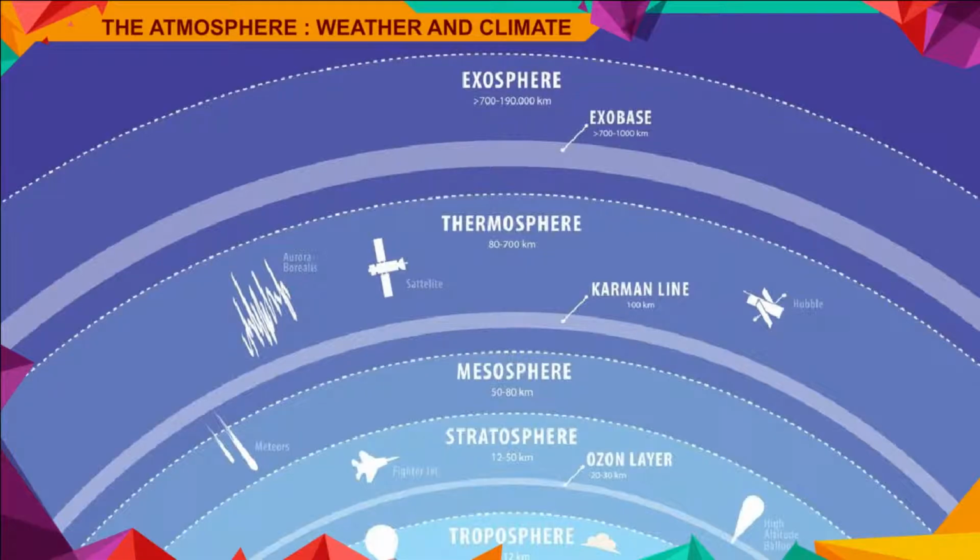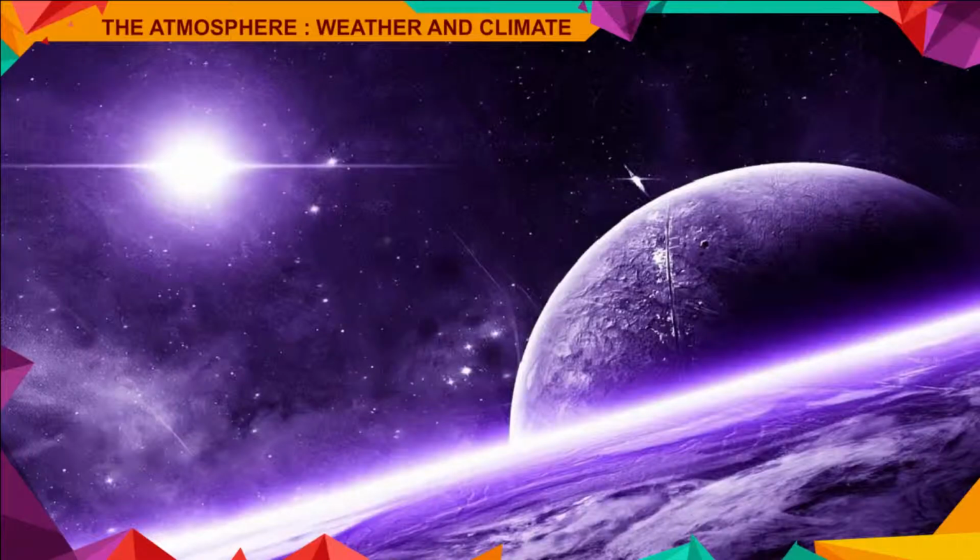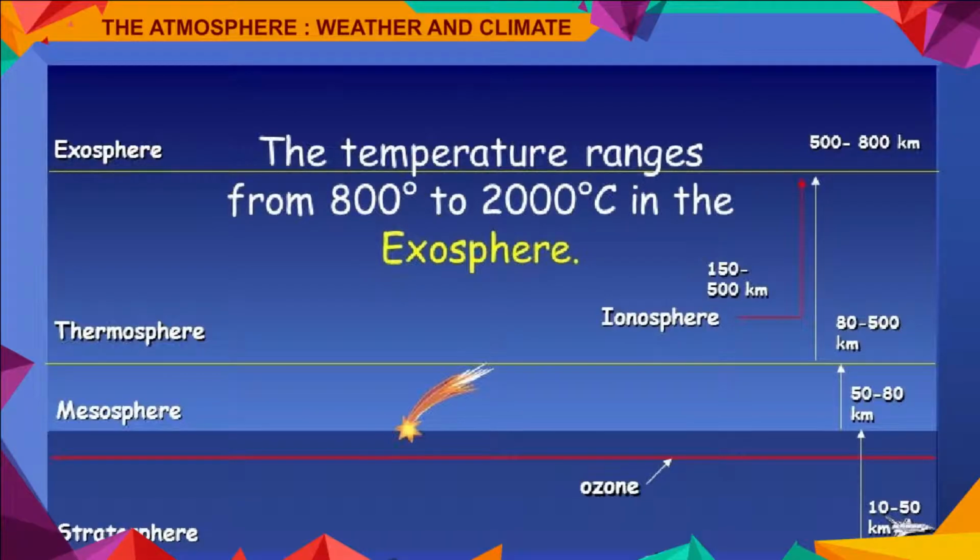Exosphere. The outermost layer of the atmosphere is called the exosphere. The air thins in this sphere until it ultimately merges into outer space. The temperature increases rapidly in this layer because of the solar radiations.